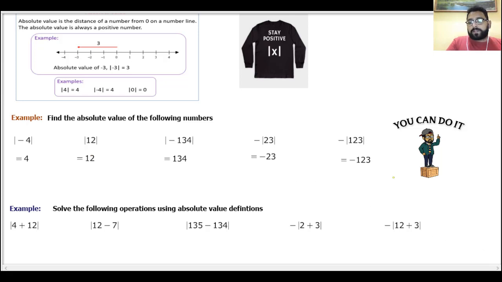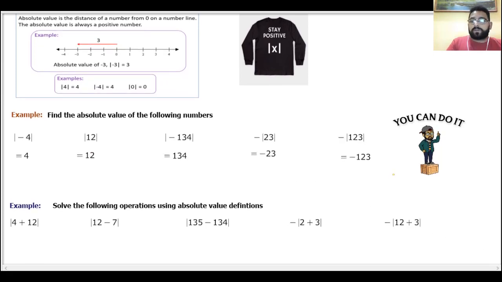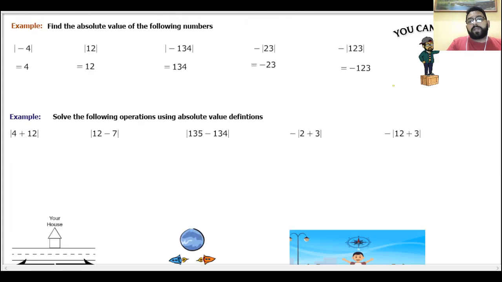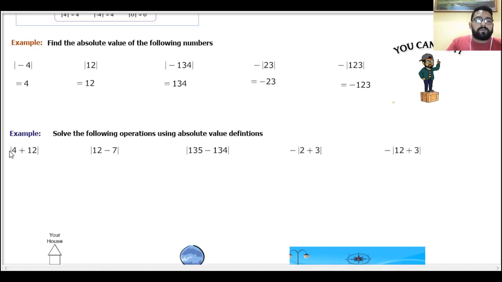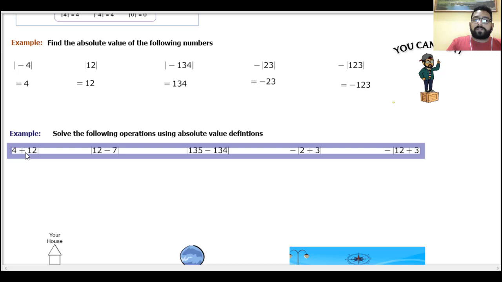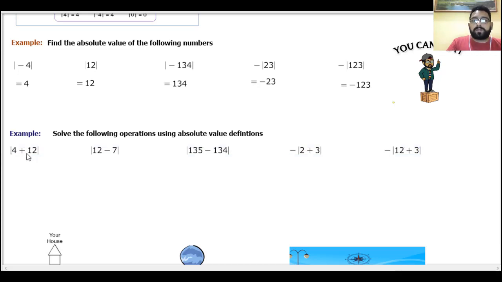Now, in the next example, we're going to solve some operations. But first, you need to solve the operation inside the absolute value. For example, here we have the absolute value of 4 plus 12. What is the absolute value of 4 plus 12? First, we're going to add these two numbers. The absolute value of 4 plus 12 is equal to the absolute value of 16. And then you think, what is the absolute value of positive 16? It's equal to 16. So the absolute value of 4 plus 12 is equal to 16.